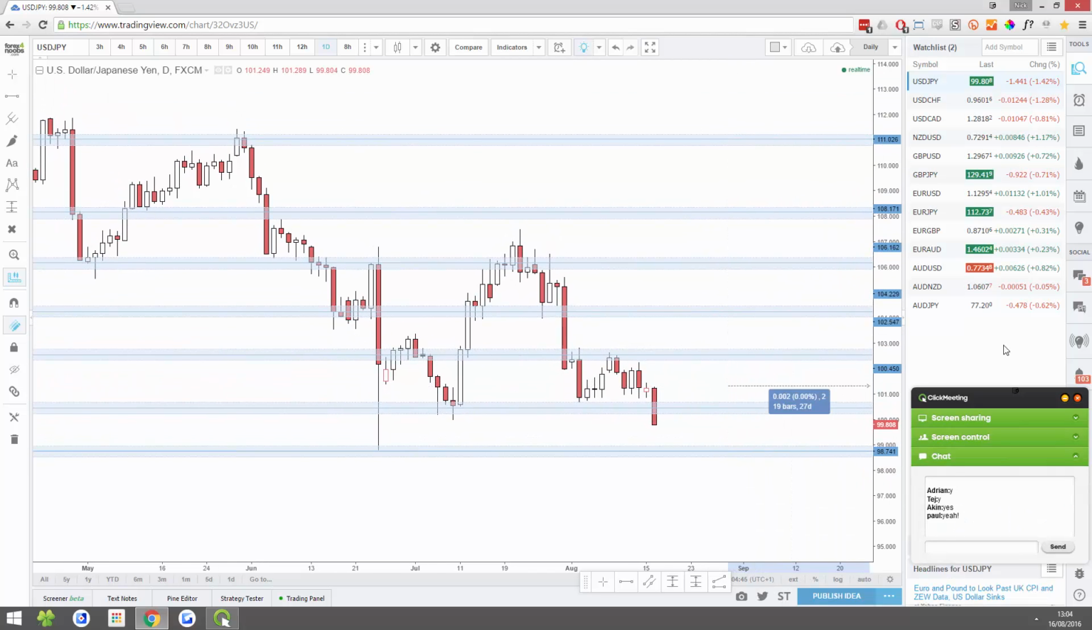You're looking at a USD JPY daily chart. In today's analysis we're going to be looking at every pair on my list here, and we're going to be looking at each of the time frames for those pairs. We're going to be scanning our charts for price action setups. So I'm going to be looking for setups.